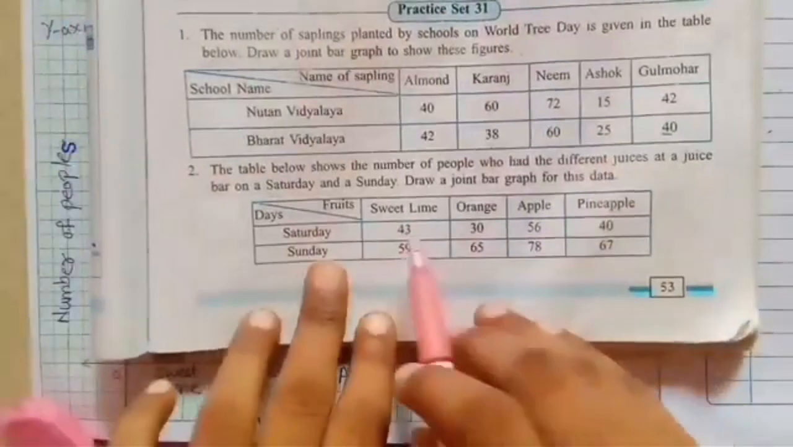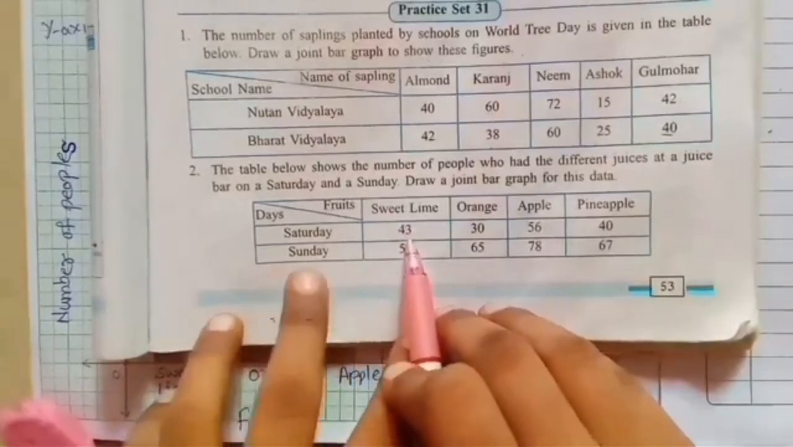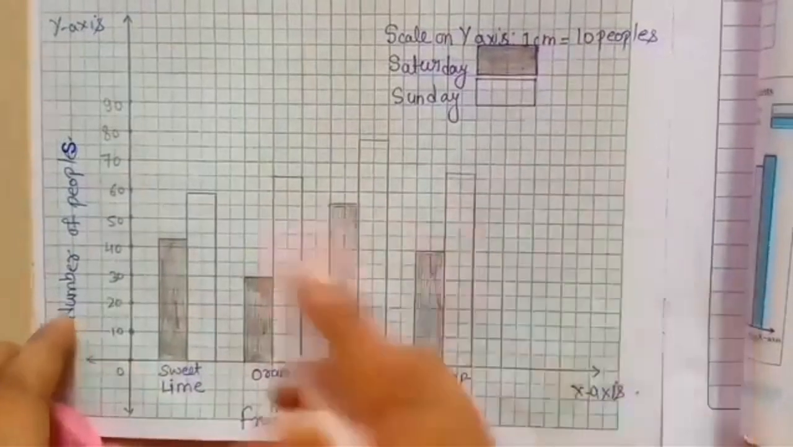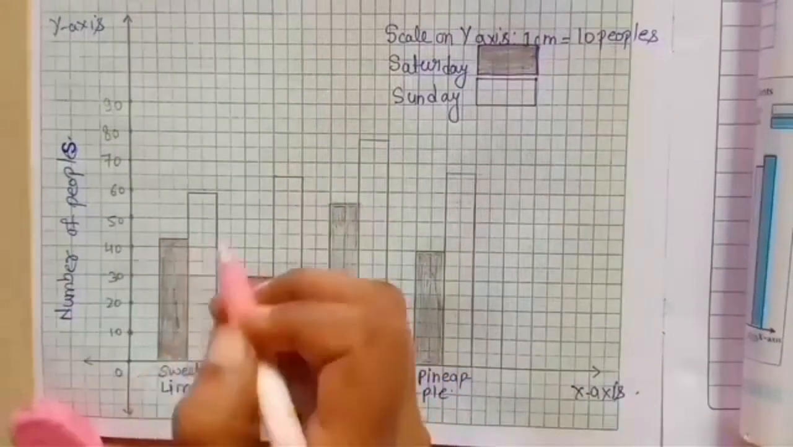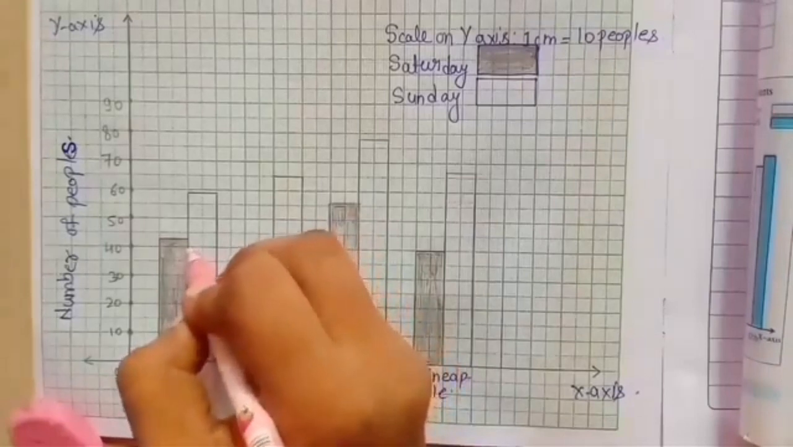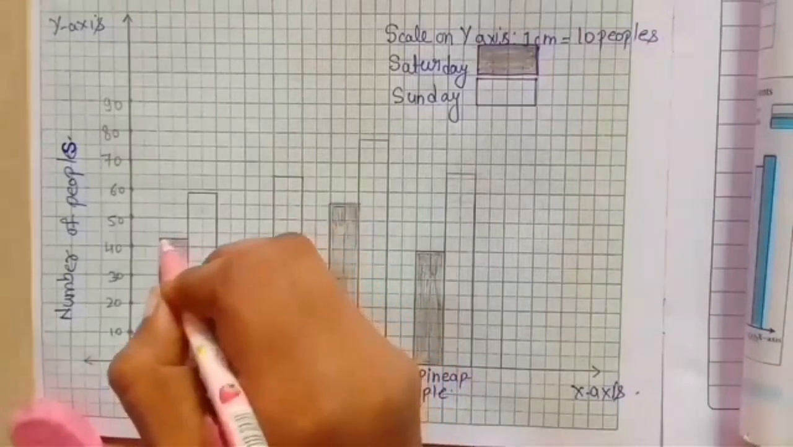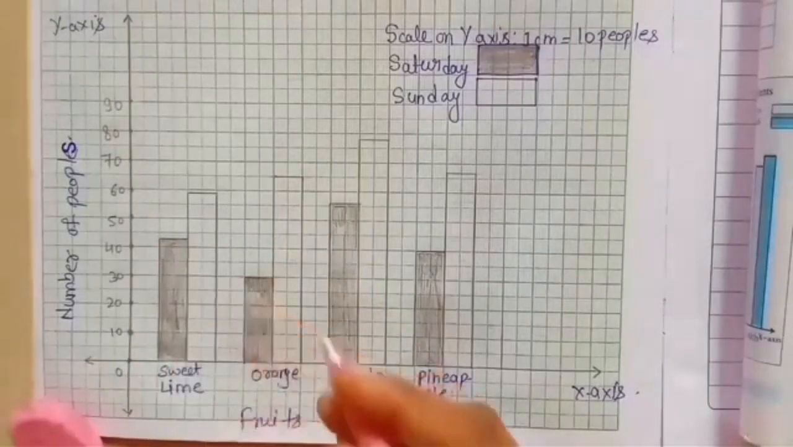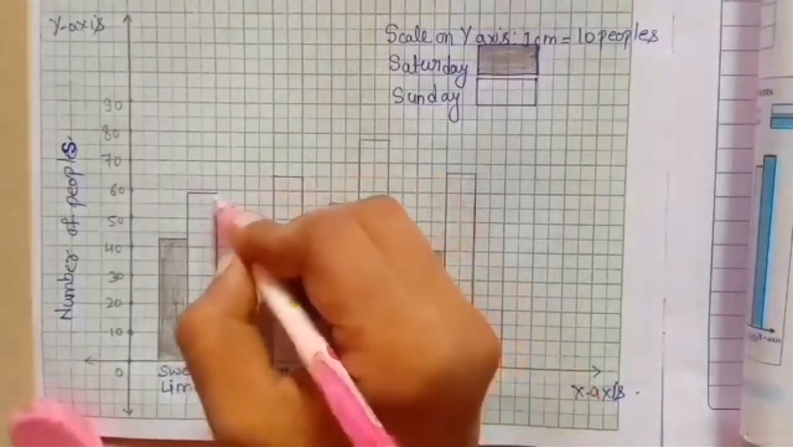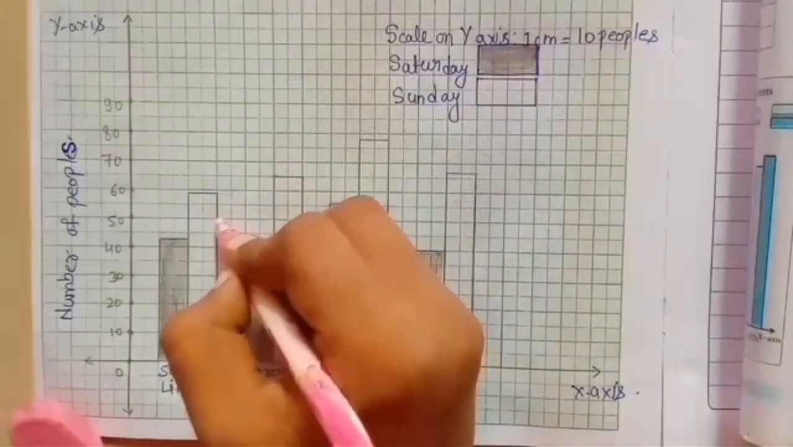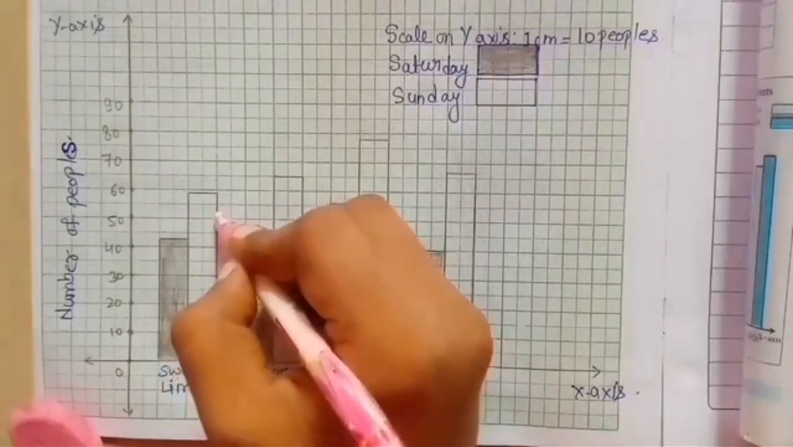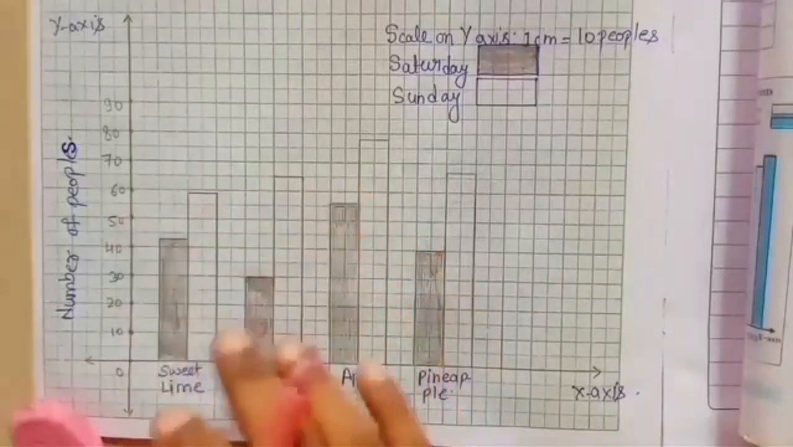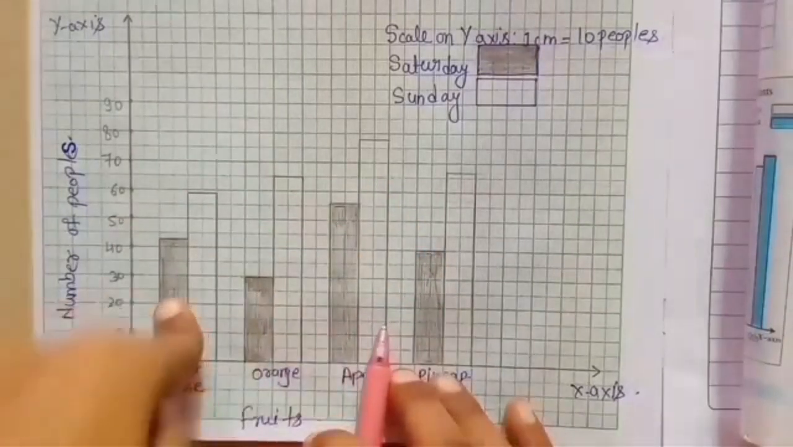Now the first information is given about sweet lime, that is 43 on Saturday and 59 on Sunday. So you will take 43, that is above 40 you will count extra 3 lines and you will take 43 and you will shade 43 because it is of Saturday. Then it is 59 for Sunday, so above 50 you will count extra 9 lines and you will take 59 for Sunday and you will keep your box empty for Sunday.